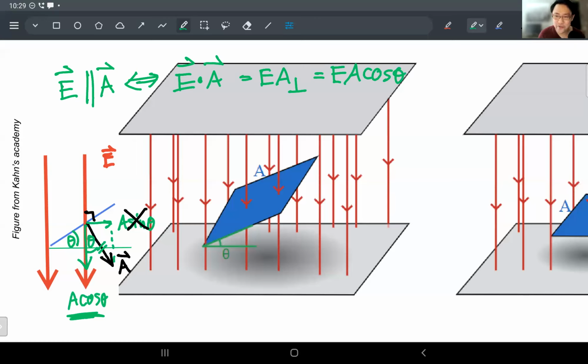I don't know, you guys still follow up to this point? Is it so far so good, or is this like already lost like 10 minutes ago?